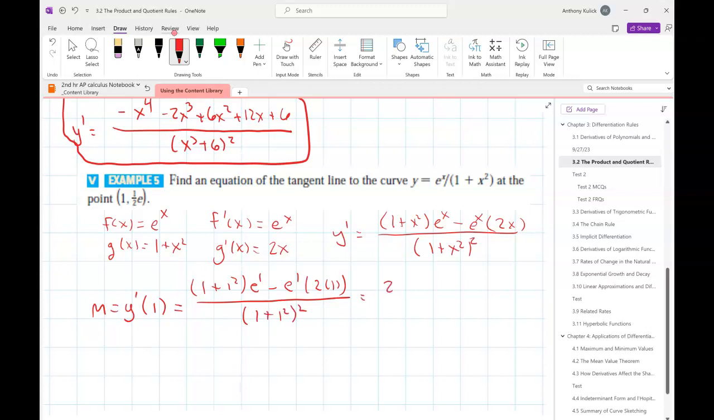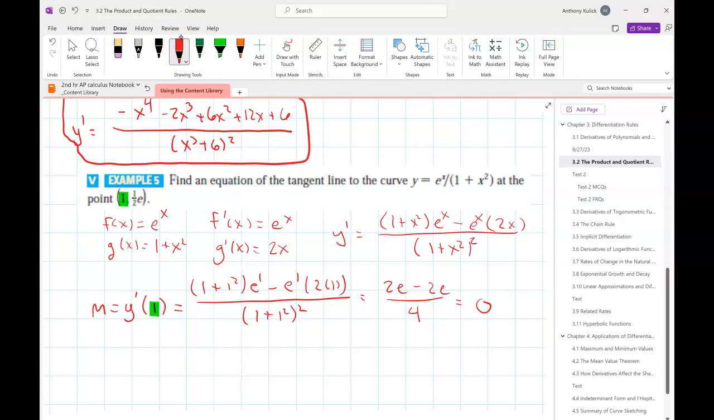So I have in the numerator 2e minus 2e over 4. So the slope there is 0. Pierce, you're doing for y, you're plugging in 1. Get 1. Because I know that I want the slope at that point, so I'm using the x from that point.